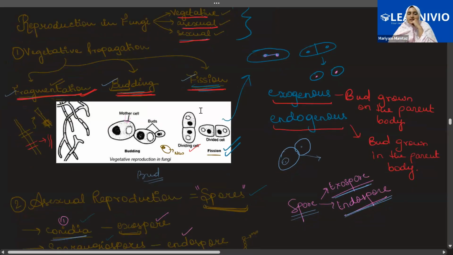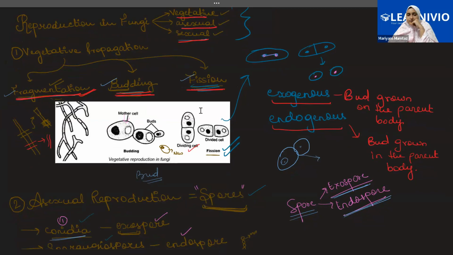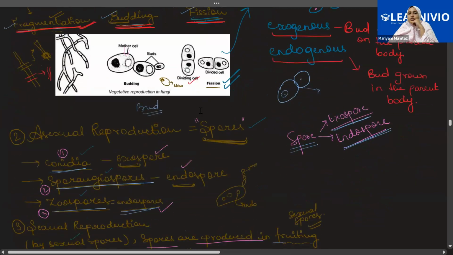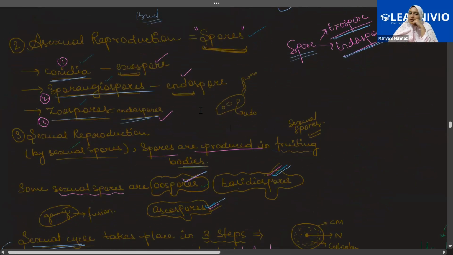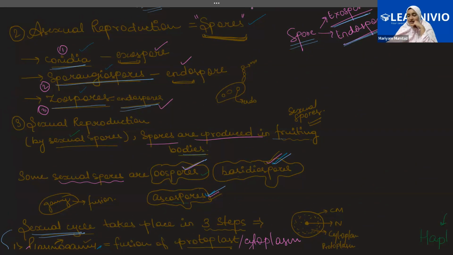This is what happens in the case of vegetative propagation. Here, no gametes, nothing of that sort is happening. Then comes asexual reproduction. Now, asexual reproduction, again, gametes are not involved. Here, the reproduction takes place with the help of spores.